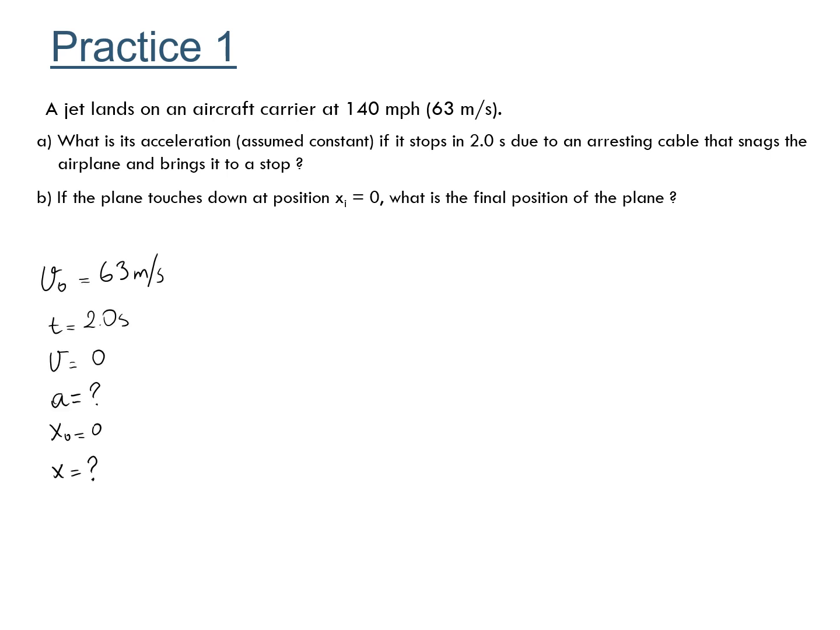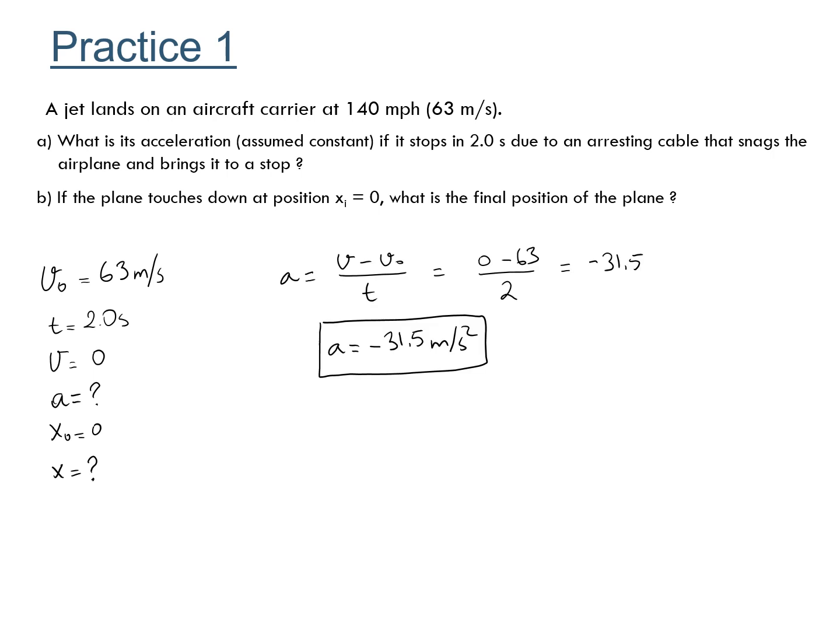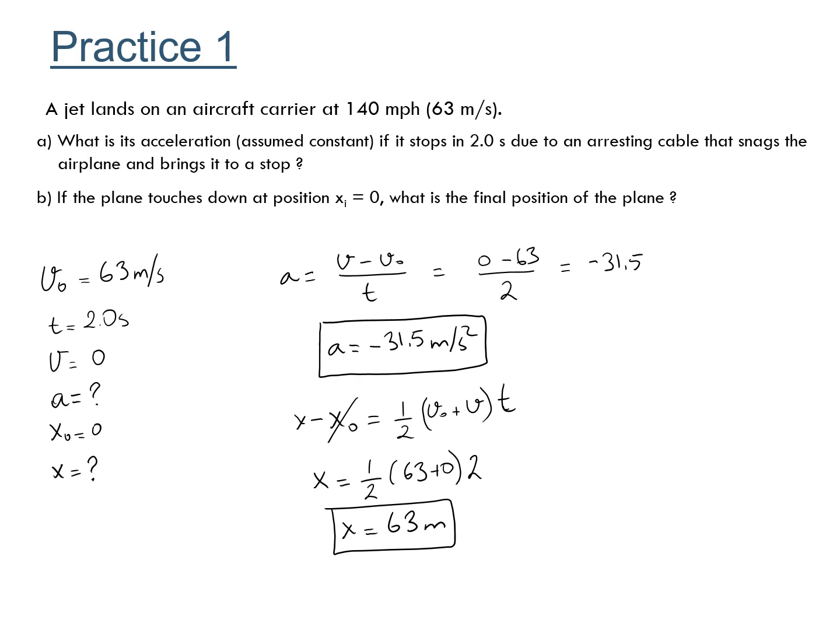Here is how the GUESS method works. You have your list of givens and unknowns. You just write kinematics equations, plug in your values, express your answer with units, and box your final answer. And here is part B.